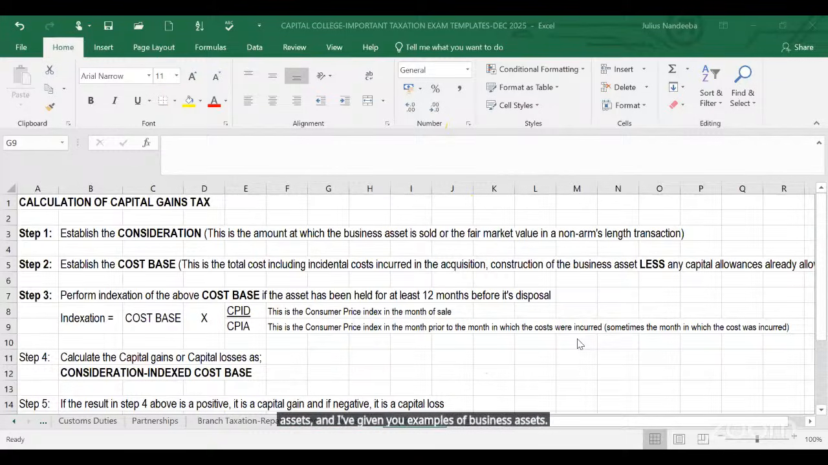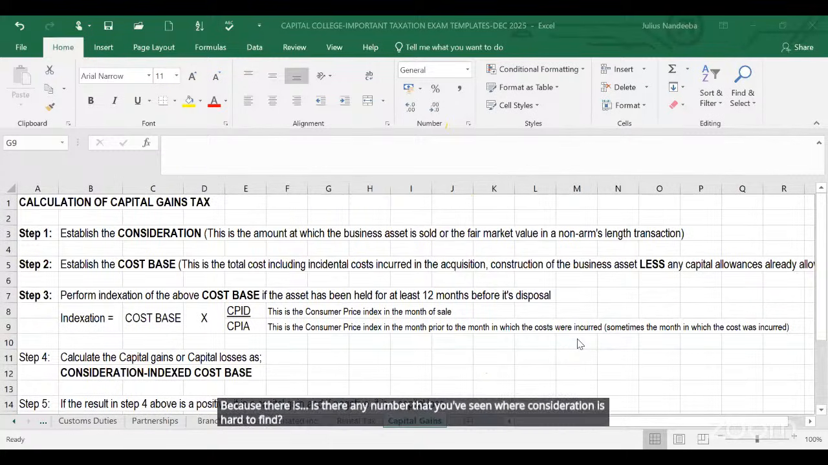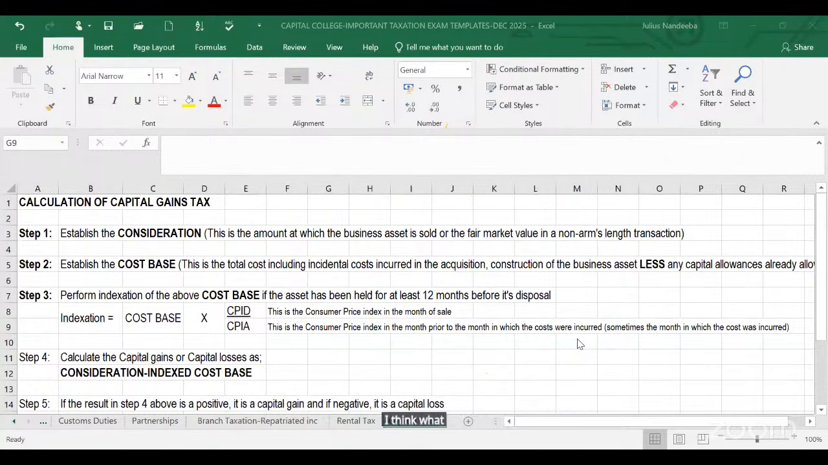Step number two, you must look for consideration. If there's anything easier to get, it is consideration. Because is there any number that you've seen where consideration is hard to find? I think consideration is easy. Because consideration largely is sales proceeds. How much did you sell this asset at? Sales proceeds. Item number three that you need, and where students find issues, is cost base.